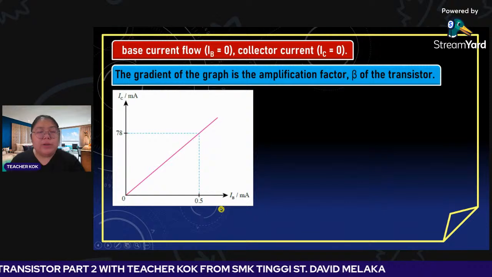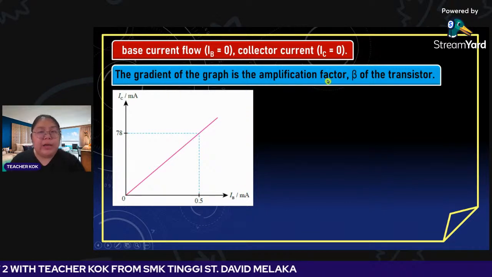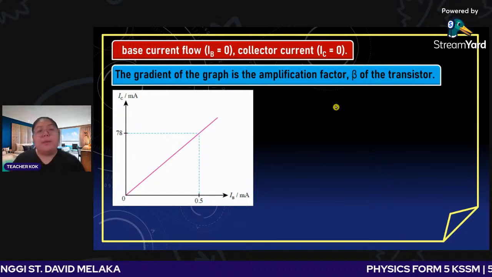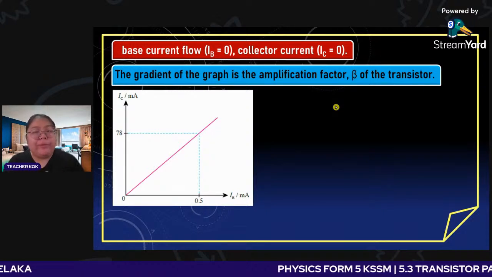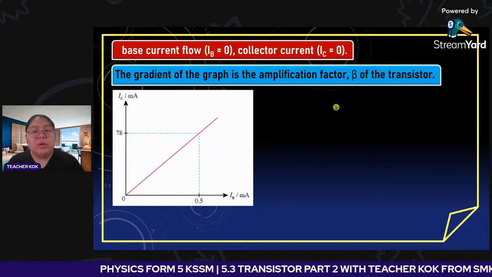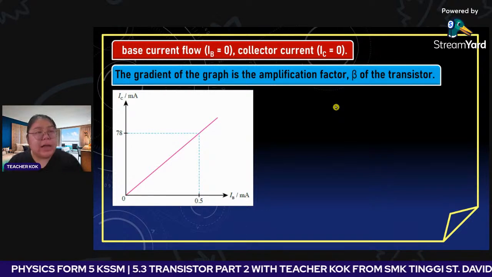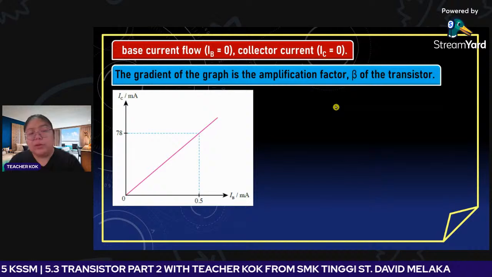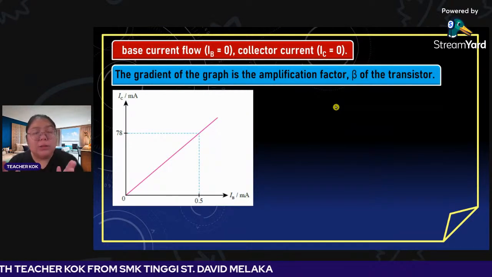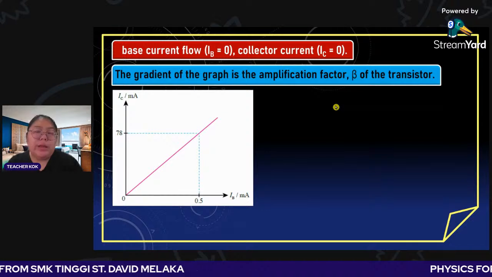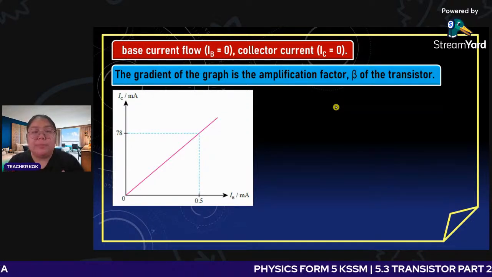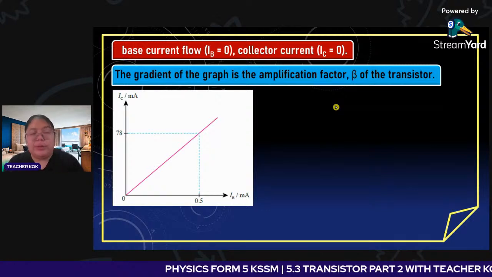If the question wants to find the amplification factor, it means they need you to find the gradient. Remember, when I say I want to find the amplification factor, understood as IC over IB. So if the graph is IC versus IB, then you find the gradient. If the graph is the other way round, IB versus IC, then you need to find 1 over the gradient. It depends on the graph, but the formula is fixed. The formula must be IC over IB.